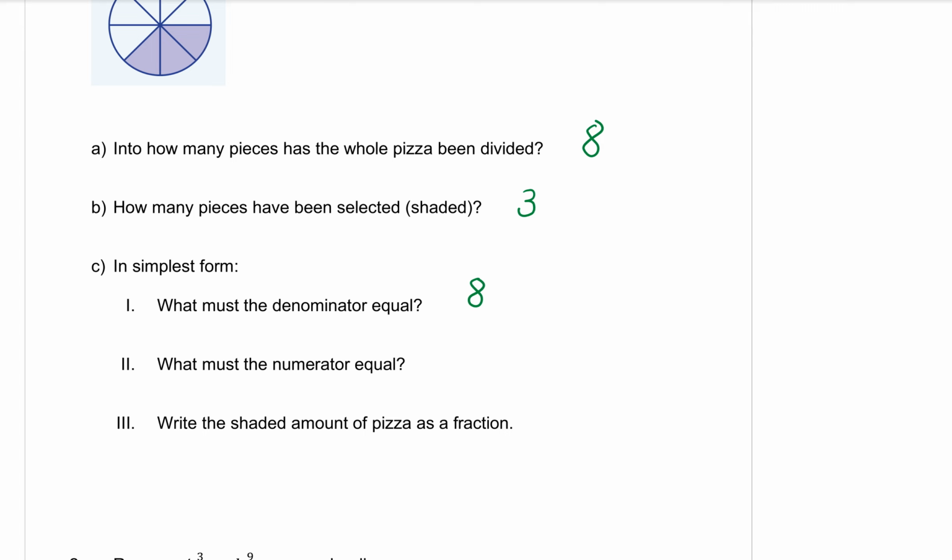What must be the numerator? 3. Yes, Poppy? 3, because they're the ones that I've selected. I want 3 of them. Then I can write that as a fraction. The numerator obviously has to go on the top and the denominator goes on the bottom. And our new favourite word, vinculum, is the line in between.